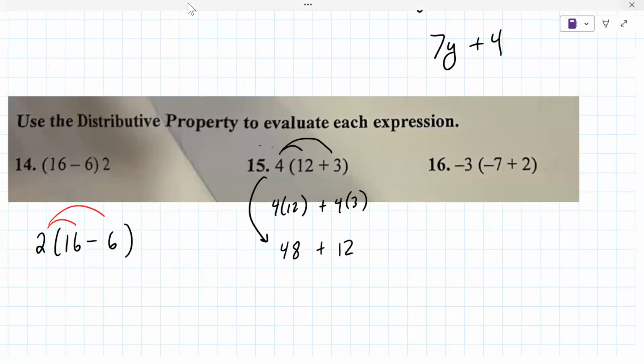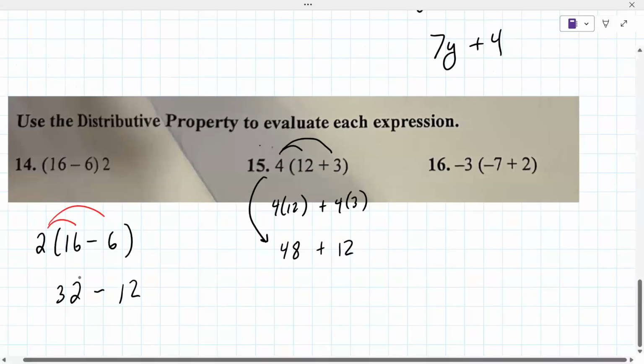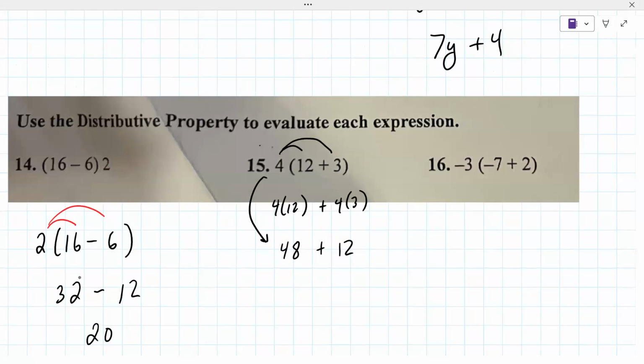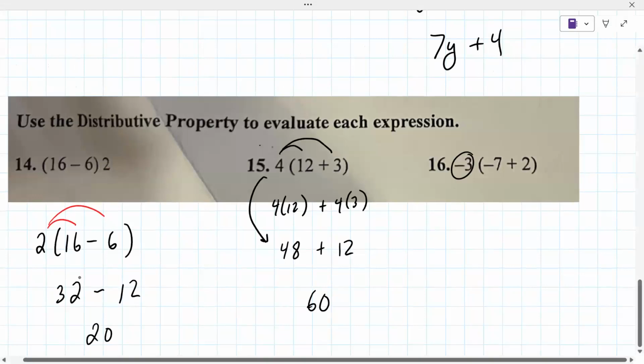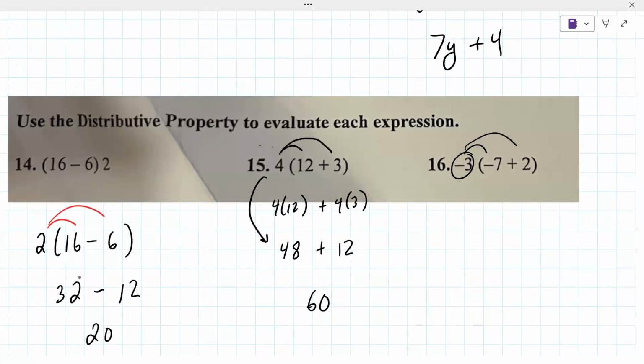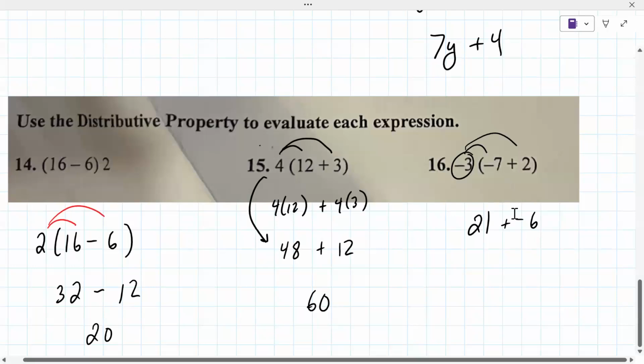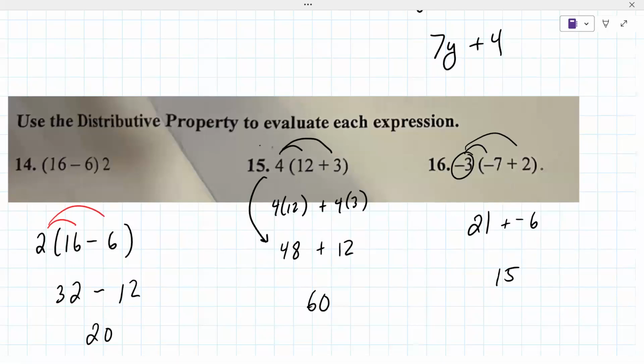All right. So this is 2 times 16, which is 32, minus 12. What does that become? That becomes 20. And this is 60. Now the negative on the outside, same thing. You multiply in. What does this become? 21 plus 6, minus 6, or plus negative 6. What does that become when you add these together? And that becomes 15. Very good.